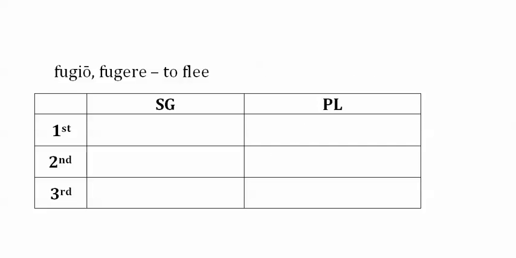Here I am with my chart to make the present tense of fugio. The first part of the dictionary definition, that very first principal part, goes here in this first box because it is the first person singular. So I'm going to enter fugio, F-U-G-I, long O, and that's the verb that means I flee, or I am fleeing, or I do flee.